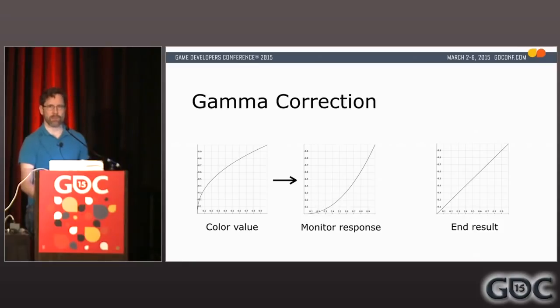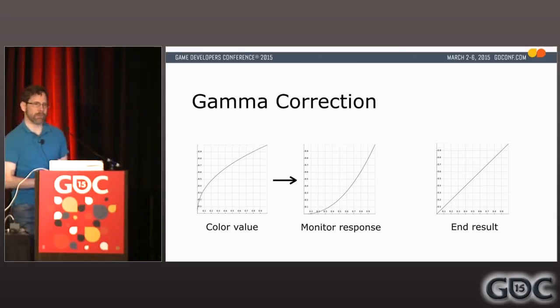Now, the problem with this is we want our color values to behave linearly. So if we stick in a color value, we want the brightness to grow as the color value grows. So to handle this, we need to correct our color values by gamma correction. So we apply the inverse curve to our color values. Then when we feed it to the monitor, it'll respond in a linear fashion in the end.